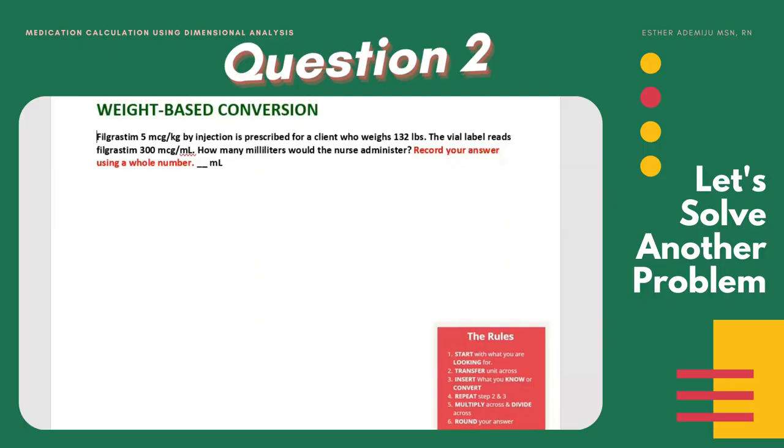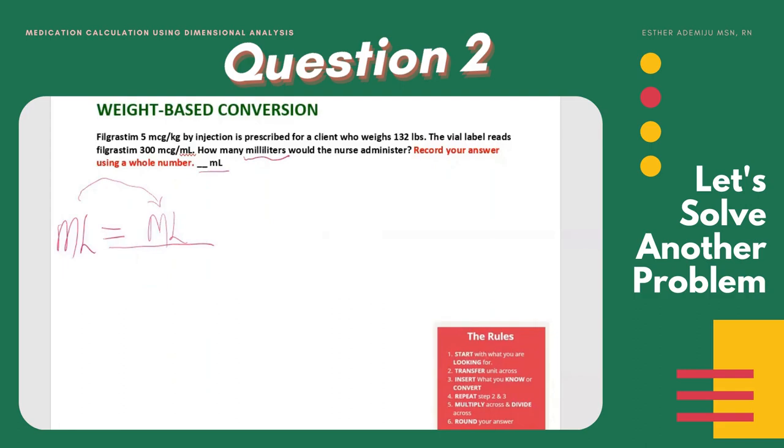So what are we looking for? Because that's what we always start with, right? The question is asking you how many milliliters. So we start with milliliters. That's what we're looking for. The next step in our rule says transfer the units across. So once again, we're going to go ahead and transfer the units across to this side, milliliters. And the next rule says insert what you know or convert.